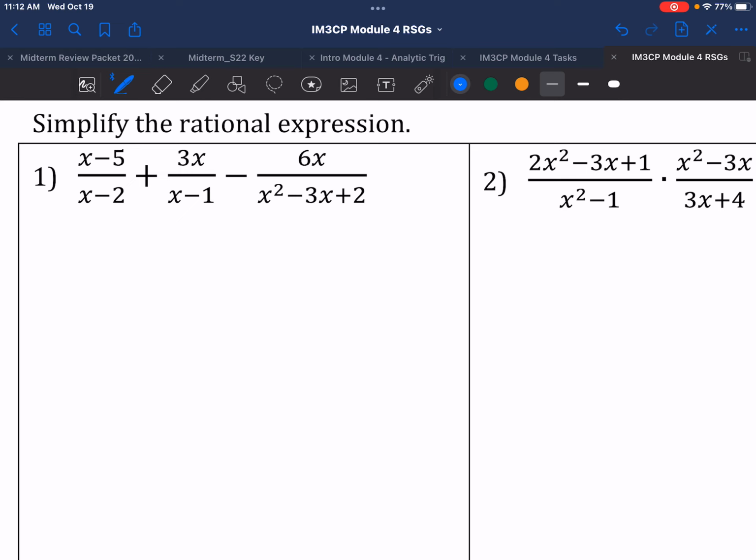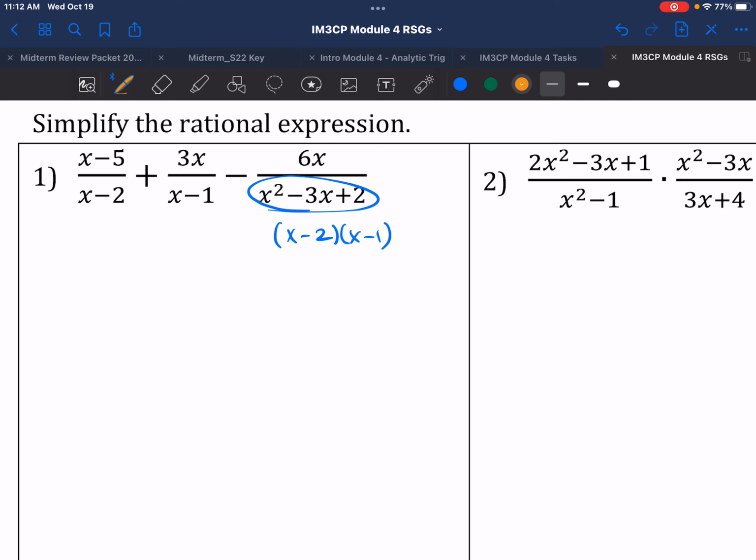The first thing you want to do in any problem like this is factor anything that is factorable. So this third denominator can be factored into x minus 2 and x minus 1. The reason why we do that is we can now determine what is missing from each additional fraction.